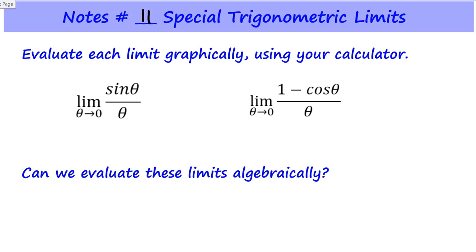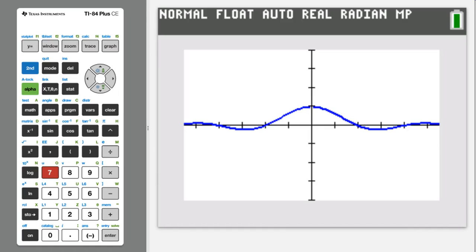And if we look back at the problem and we think about it algebraically, if we were to substitute 0 in for theta, we would have the sine of 0, which is 0 over 0. We would have 0 over 0. So it's indeterminate. So algebraically, we don't arrive at an answer right away.